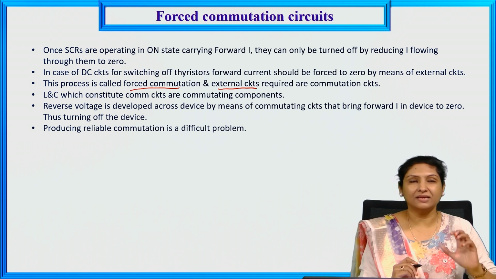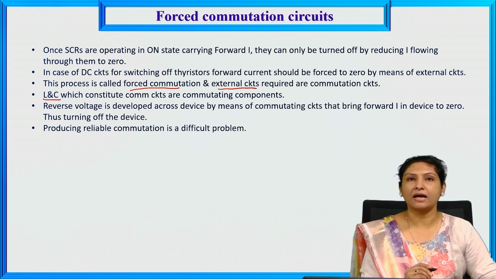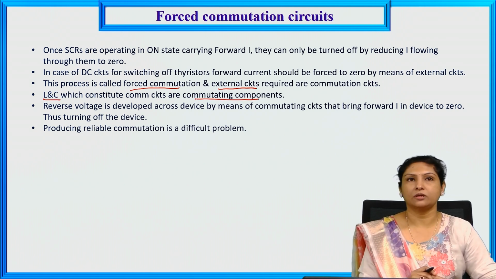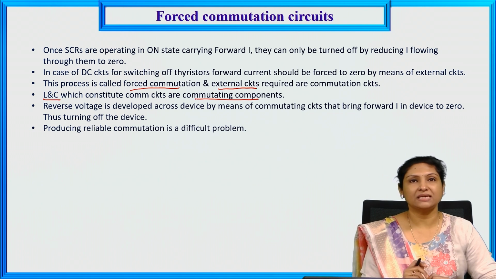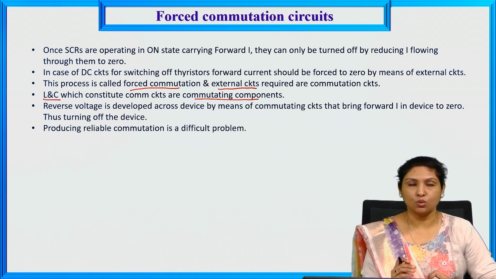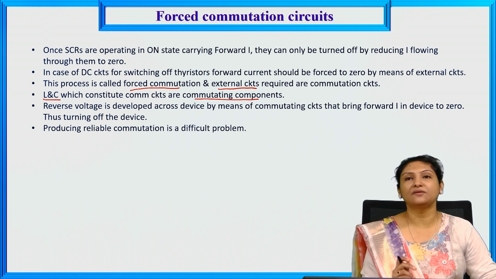And these external commutation circuits include inductance and capacitance. We call them commutating components. And reverse voltage is developed across the device by means of commutation circuits that bring forward current in the device to zero and thus turn off the device. Producing reliable commutation is a difficult problem.